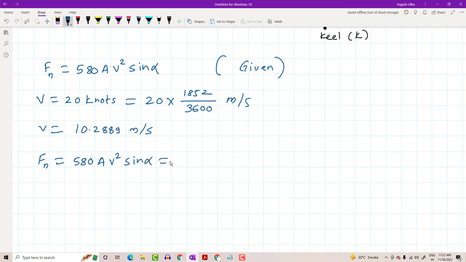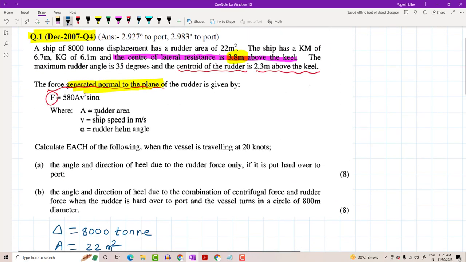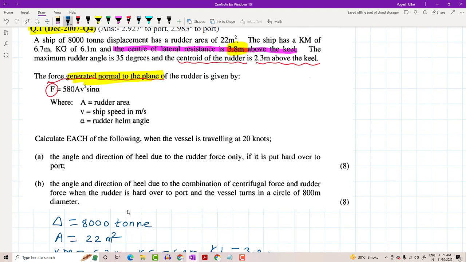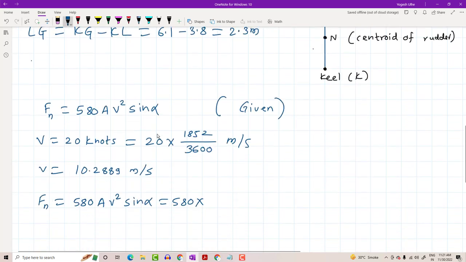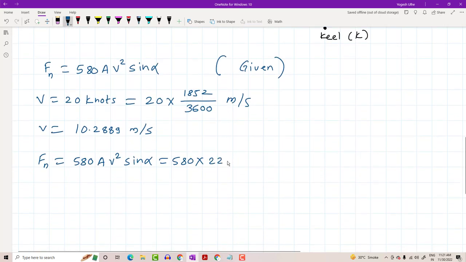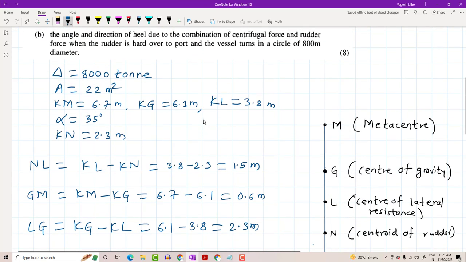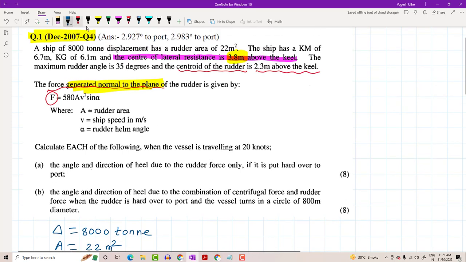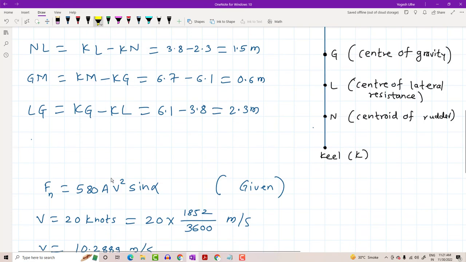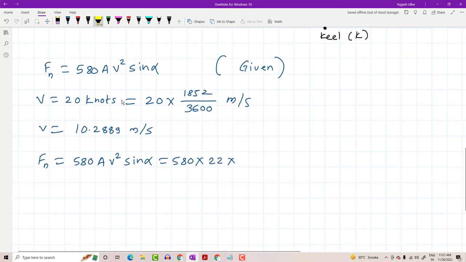Fn will be 580 into A V square into sin alpha. It is given. So 580. A means the rudder area. Here they have written the meaning of A: rudder area, and it is 22 meter square. So 22. In this relation, what is the unit of V we have to take? They have given us ship speed in meter per second, that's why we converted into meter per second here.